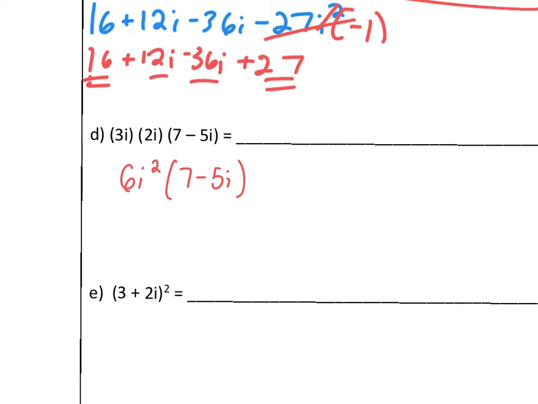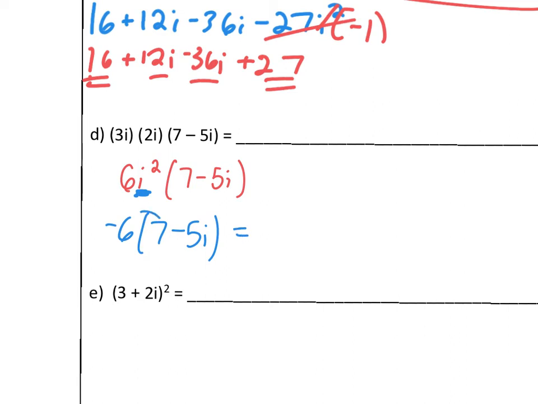What's something I could do before I distribute this out? Yep. What I did is I did the 6i squared times negative 1 and got negative 6, and I was going to distribute that. Perfection. Yes, that is what I want you to do. If you see an i squared, if you catch that from the beginning, go ahead and get rid of it, because it's not going to help you. Make it simpler. It's just negative 1 times 6, so that's just negative 6. And now this is a pretty easy problem.